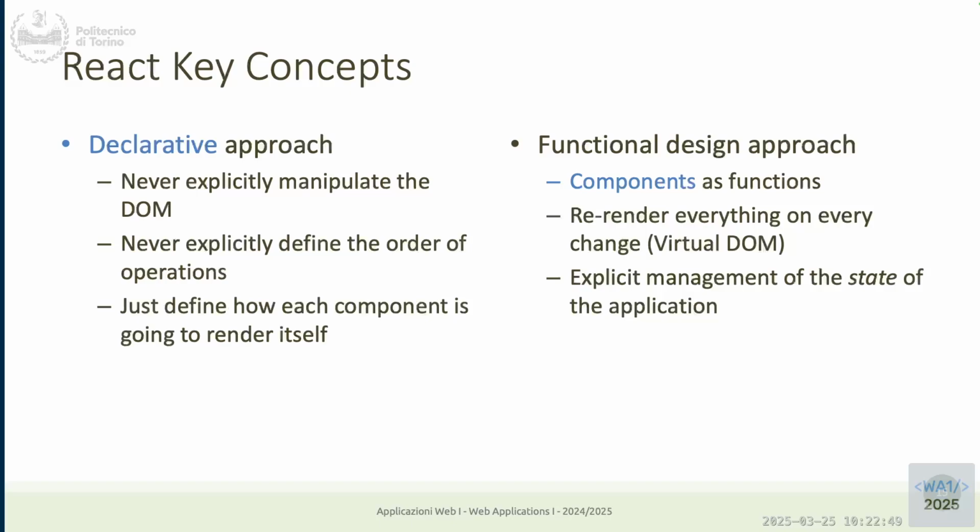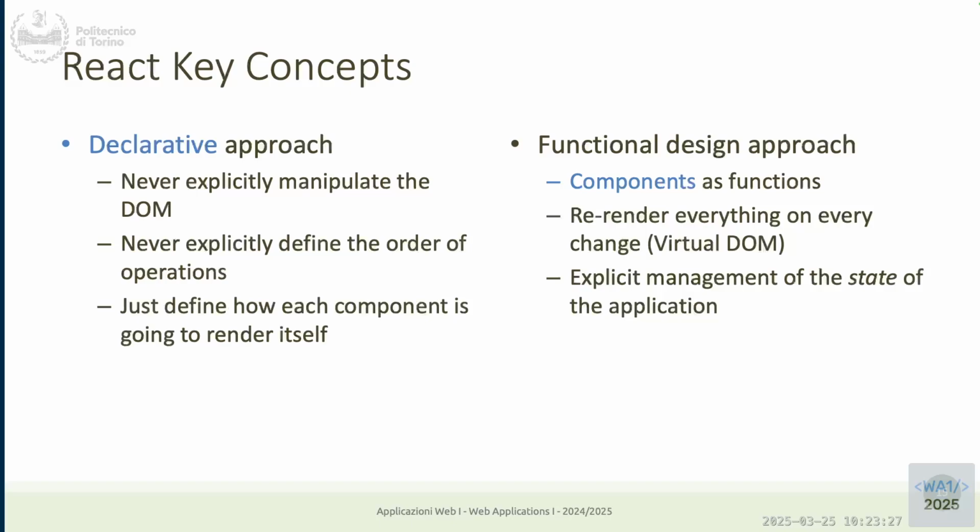How is React working? How does it force us to think? Okay, in React we never see or touch directly the DOM. You never decide which operation comes before another, and you just declare for every part of the page how it should render itself. Rendering is the main word in React. Rendering a part of the page means creating the HTML for that portion of the page, starting from the information that you have, starting from the data that you have.